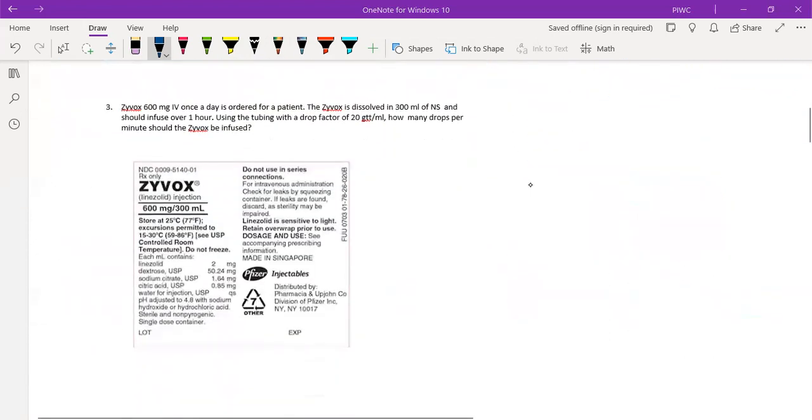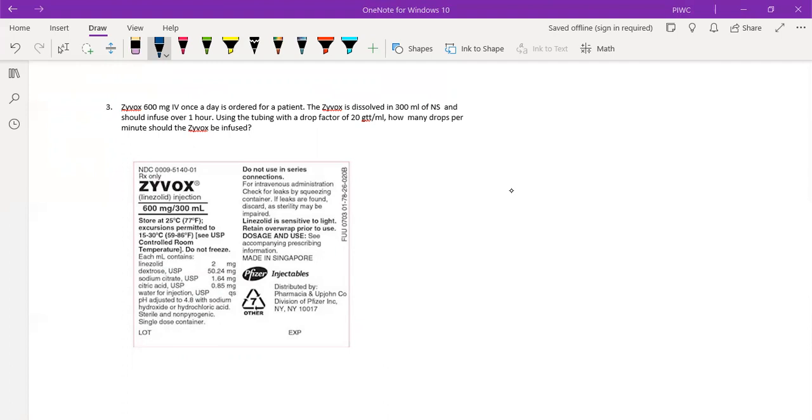Okay, now let's try the last problem here. Zivox 600 milligram IV once a day is ordered for a patient. The Zivox is dissolved in 300 ml of normal saline and should infuse over 1 hour. Using the tubing with a drop factor of 20 GTT, or 20 drops per ml, how many drops per minute should the Zivox be infused?